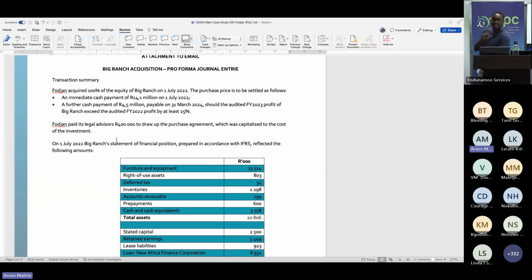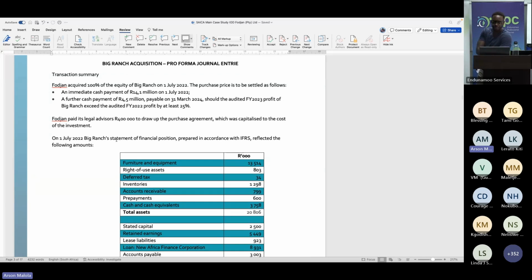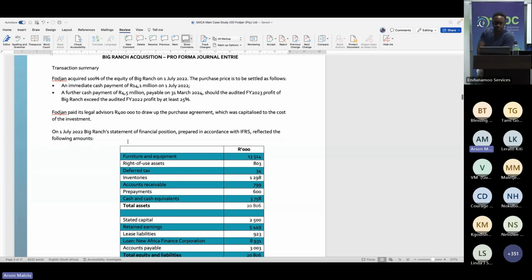Cool. So now we're connecting the dots, right? 14.1, 14.5 is a difference. What's the difference? We don't know yet, but we're running our nose for it. But immediate cash payment, we're comfortable with the treatment: credit cash, debit investment. Simple. We just have a missing 400.